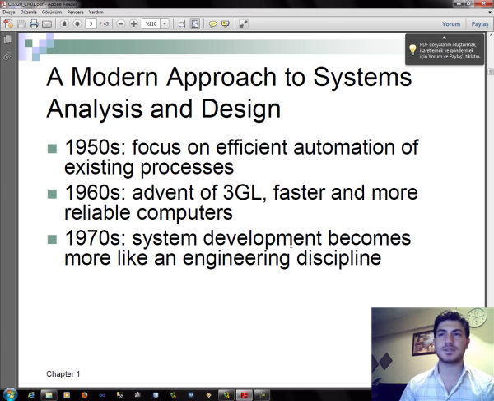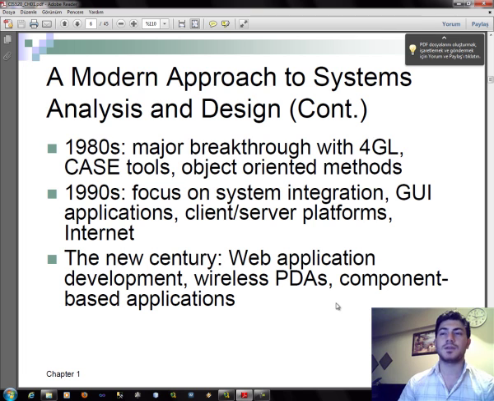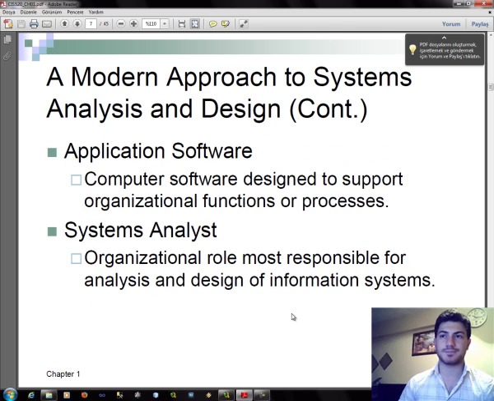A modern approach to systems analysis and design. 1950s: focus on efficient automation of existing processes. 1960s: advent of 3GL, faster and more reliable computers. 1970s: system development becomes more like an engineering discipline. 1980s: major breakthrough with 4GL, CASE tools, and object-oriented methods. 1990s: focus on system integration, GUI applications, client-server platforms, and the internet. The new century: web application development, wireless PDAs, and component-based applications. Application software is computer software designed to support organizational functions or processes. System analyst is the organizational role most responsible for analysis and design of information systems.